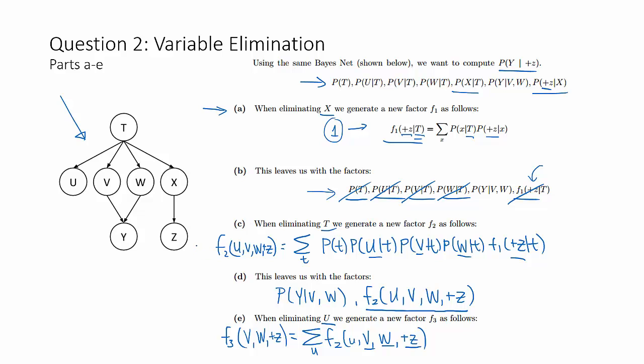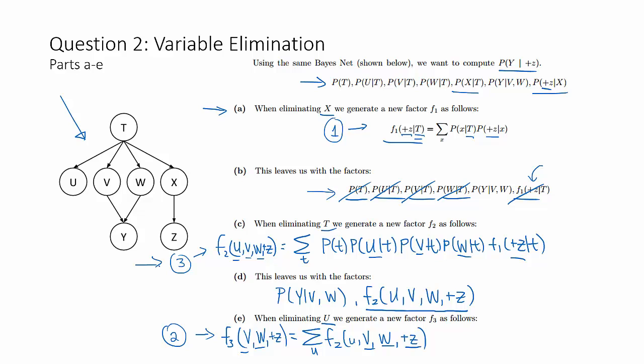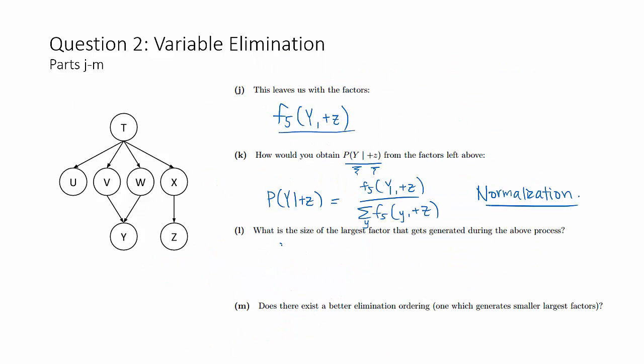When we create the factor f2, f2 contains three unobserved variables, u, v, and w. f3 contains two unobserved variables, v and w. f4 contains two unobserved variables, y and w. And f5 contains one unobserved variable, y. And so f2 is the largest, so we'll write f2 of u, v, w, and plus z. This is the largest factor. It has three unobserved variables.